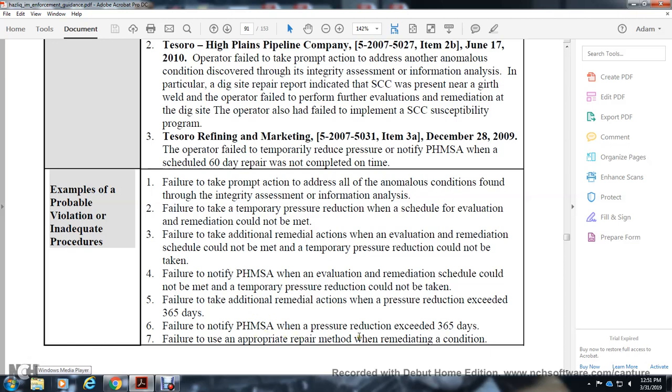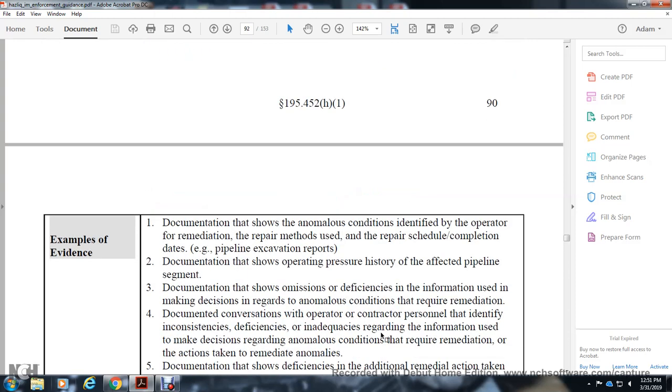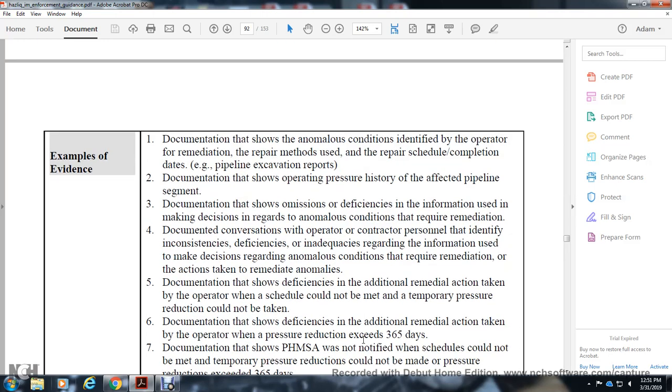Failure to use the appropriate repair method of remediating the condition. Example, the evidence of the documentation: 1, show the anomalous condition and identify the operative remediation, the repair map, the repair schedule for the completion of the day. 2, the documentation show the operating pressure for the history of the affected pipeline. 3, the documentation show the deficiency information used in the making of the decision in regard to the anomalous condition from repair requiring remediation. 4, documentation, conversation of the operator with the contractor personnel with inconsistent deficiency and accuracy regarding the information used in making the decision regarding the anomalous condition of the remediation and the action of the remedial anomalies.